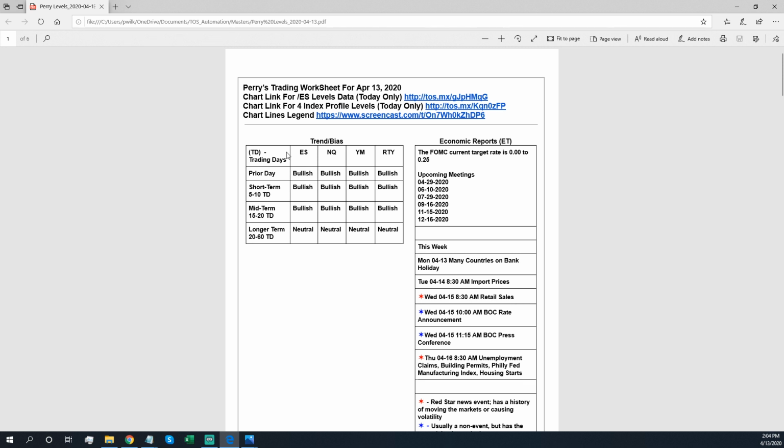You have just a quick bias read over the prior day, 5 to 10 day range, 15 to 20 day, and 20 to 60 day range. There's some more information you can look at below that goes in a little bit more detailed into these, and year to date as well as some previous years as well.